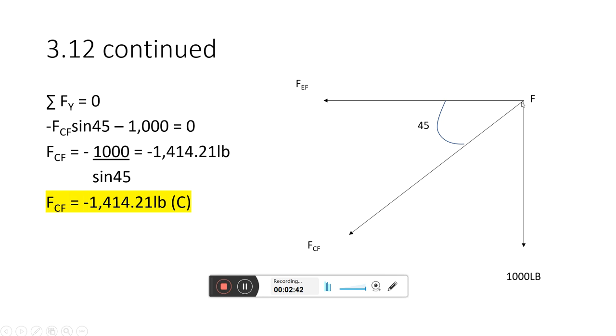So for FCF, which is this segment right here, we have negative FCF, we're summing the y forces here, negative FCF sine 45 minus 1,000. So this is the minus 1,000, and you have this 45-degree angle going down. So isolating FCF, you get negative 1,414.21. And because it's negative, that's a compressive segment.